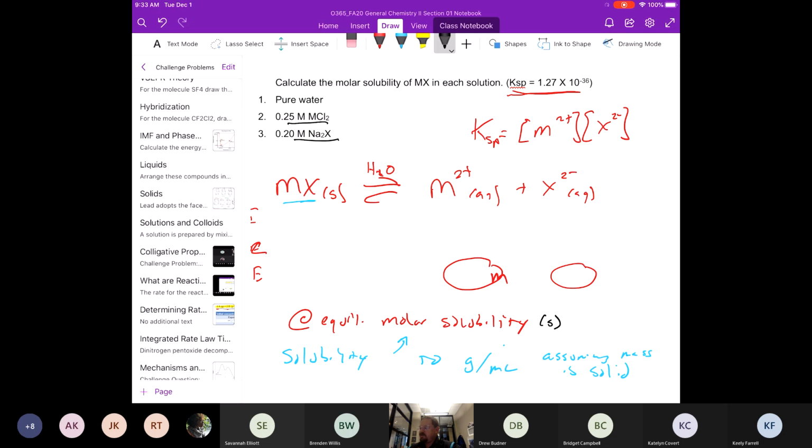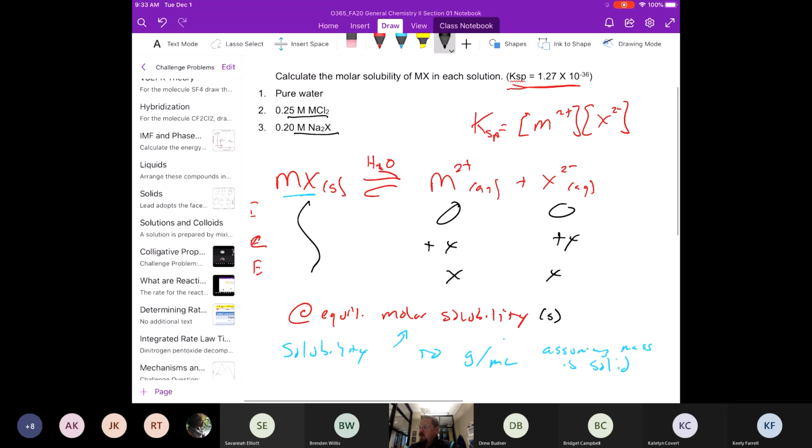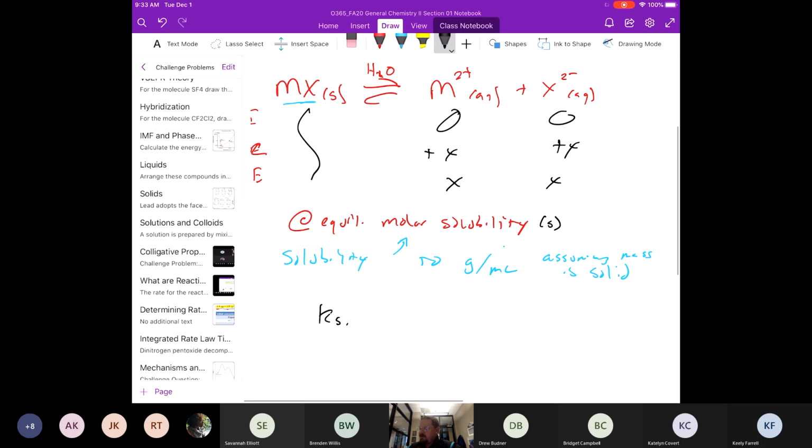So if we wanted to calculate this molar solubility, which is what the question is asking us for, we're going to ignore the solid because it's a pure solid. Initially, these are both going to be 0. The change is going to lie towards the products because we have to have something, so this is going to be a plus X. So at the end, we're going to have X and X. So our KSP is going to be equal to X squared, which is equal to the value they give us, 1.27 times 10 to the negative 36, is equal to X squared.